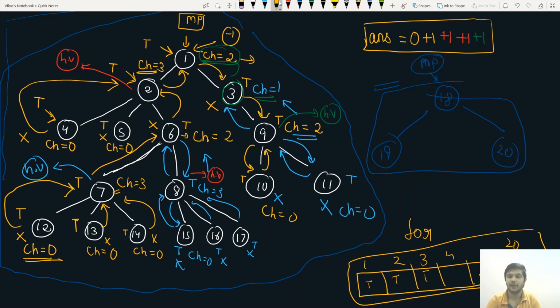Let's say this is 18. Now 18 is not traversed, it is false. That means there is another connected component in the graph. So we are going to traverse this connected component of the graph also, and after this we are going to mark it as true, then true, and then true. There is no happy vertex in this graph, so we are not going to add anything to our answer. So our answer is going to be 4. So this is how we are going to do this question.